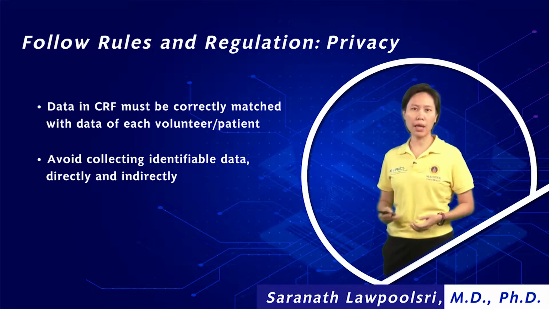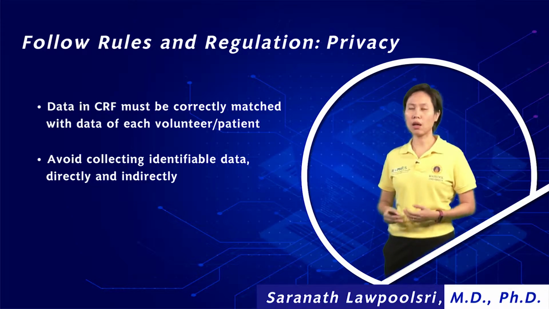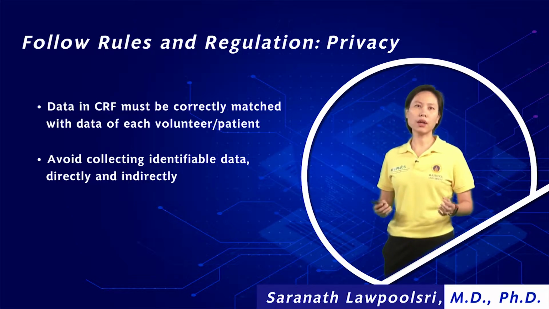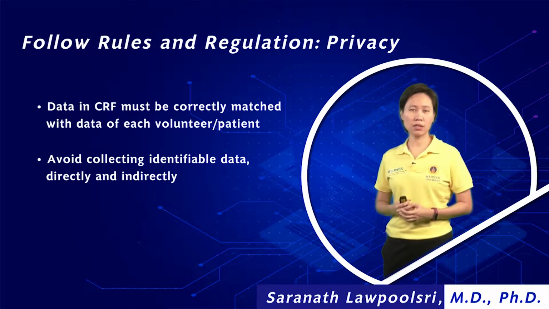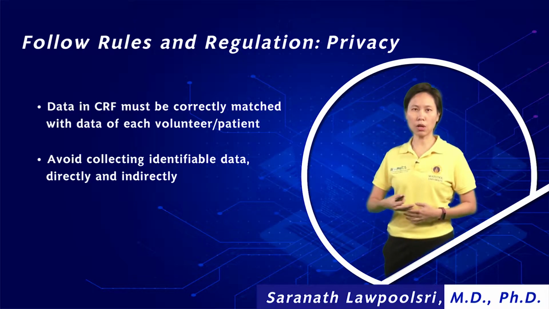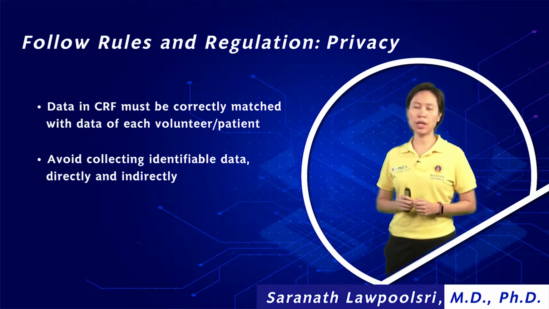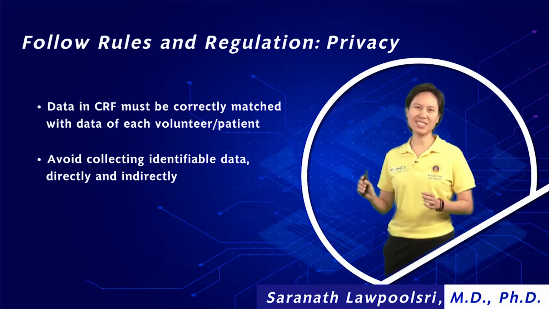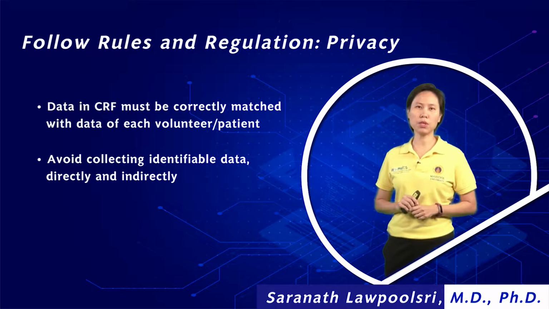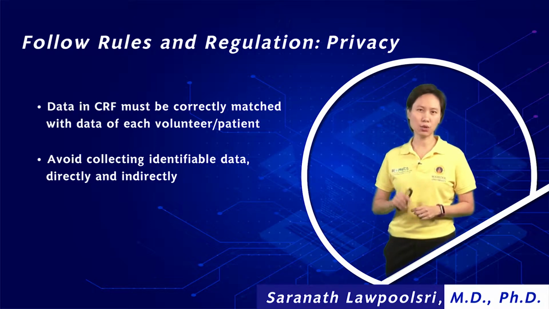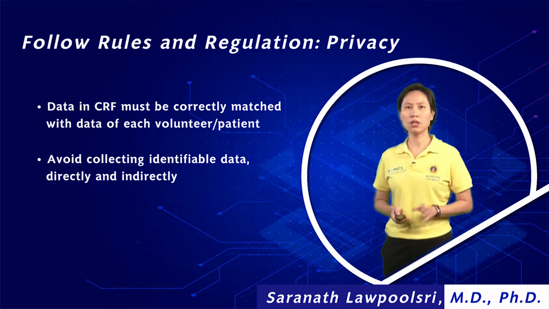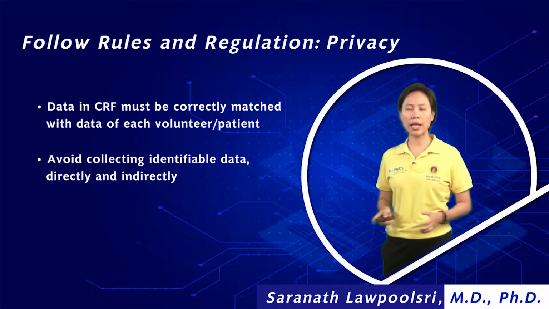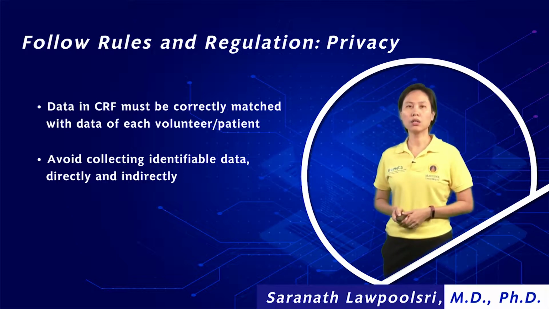Directly, like name, surname, address, house number. But there are some indirect privacy data that you have to be careful about. For example, birth date. If we have a small number of people and you see the birth date, even though it doesn't directly identify the people, you can guess, and then you can finally identify that particular person from just the birth date. So this data you need to be aware of.